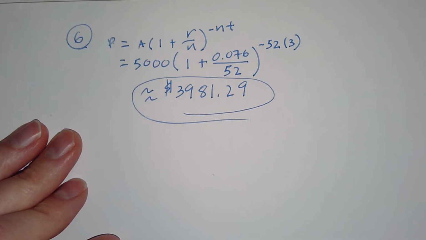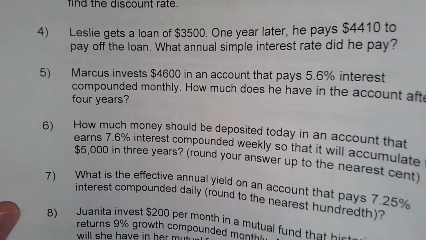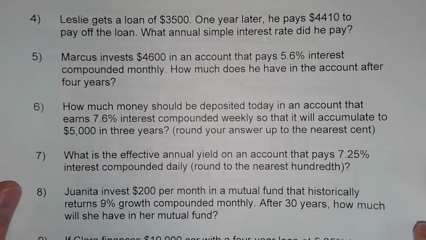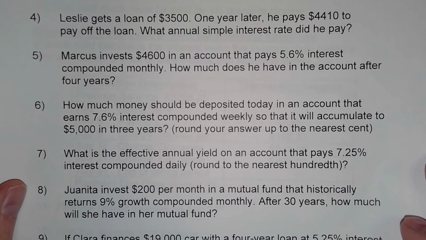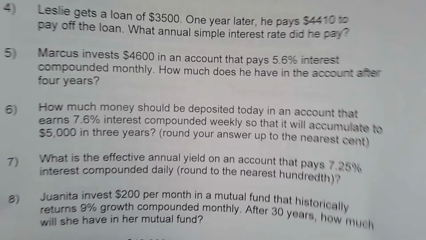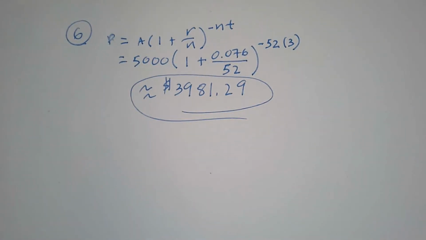So let's go ahead and take a look at number 7. What is the effective annual yield on the account that pays 7.25% interest compounded daily? Round to the nearest hundredth. So this is the one compound interest where we don't have a whole lot of information. All we have is the interest rate and what n is.